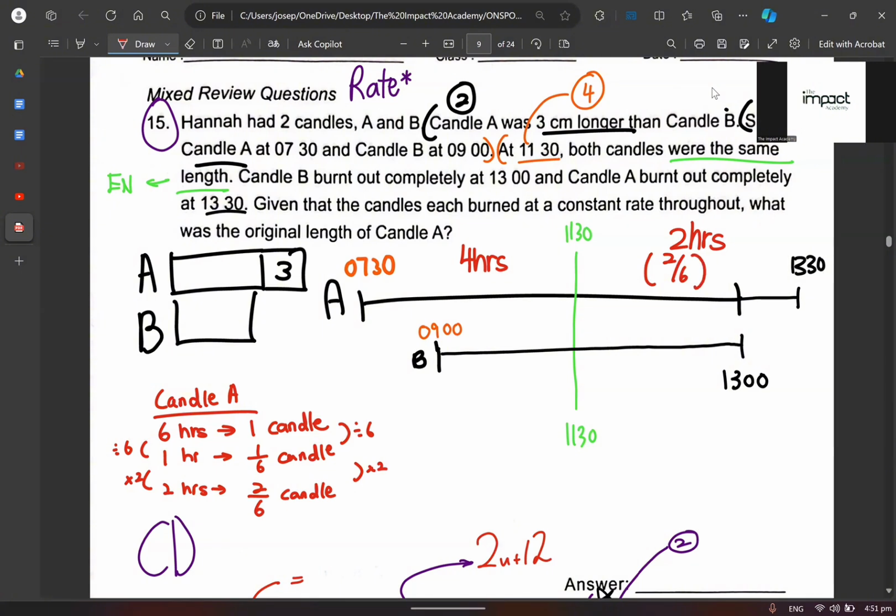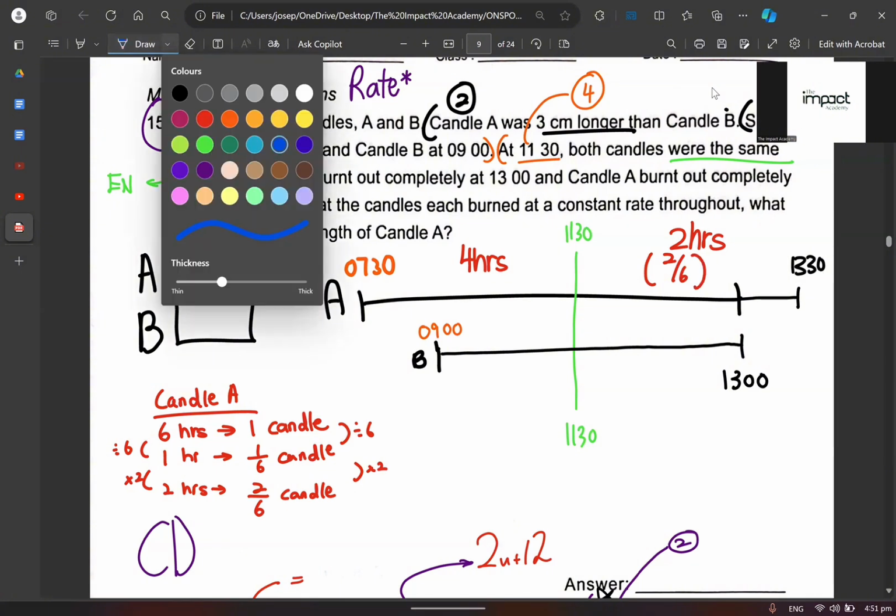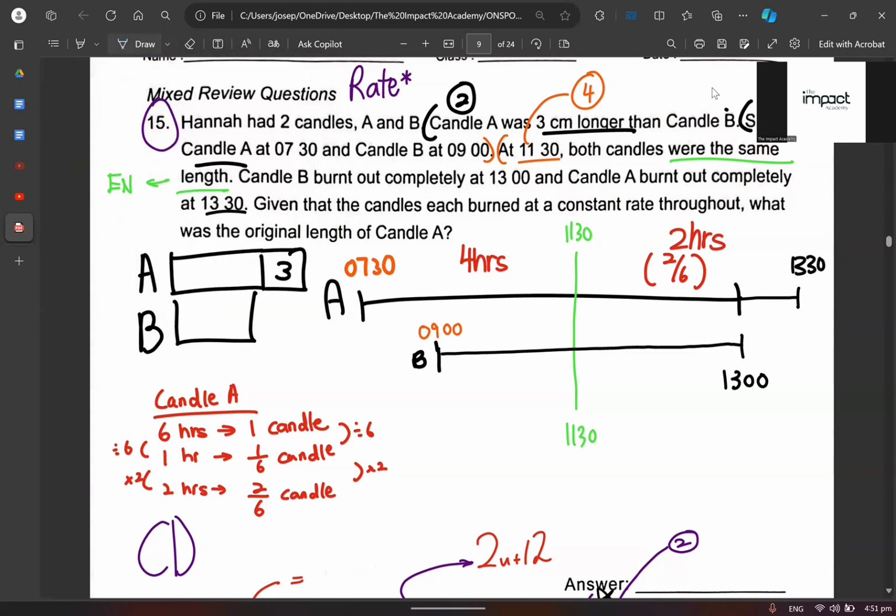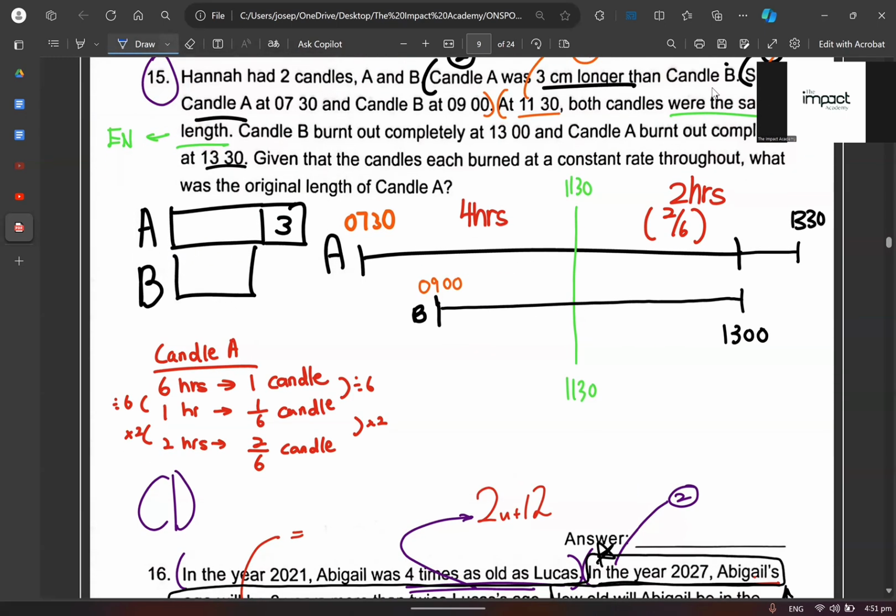Do the same thing for candle B. Which is what you should be. Okay, so for candle B itself, right, how do you do that? Very simple, same thing, same idea. Because it's red, we always want to find in 1 hour's time how much is burnt. Okay, in 1 hour's time, how much is burned?